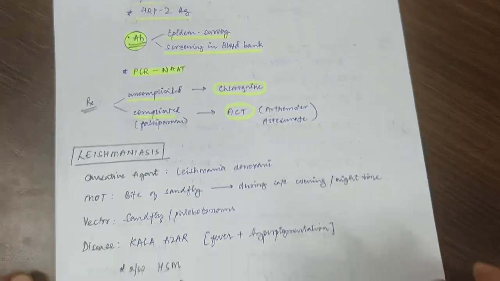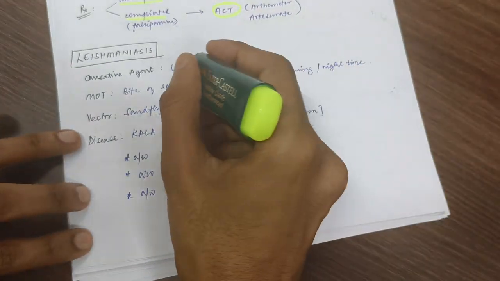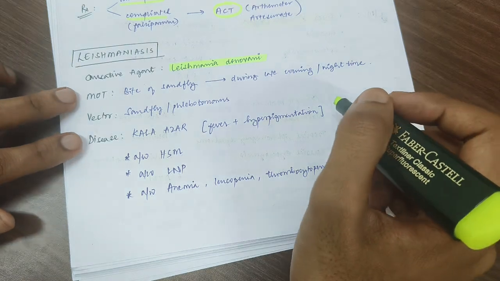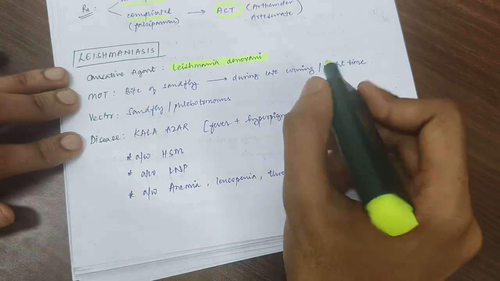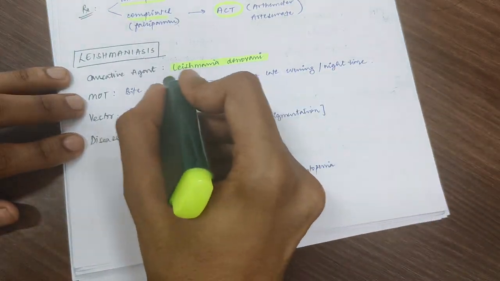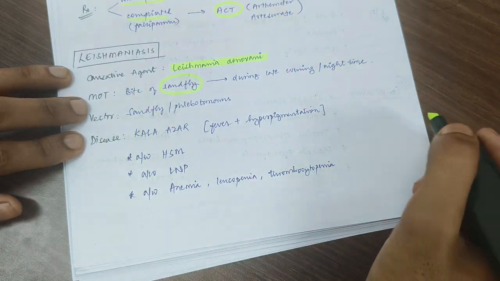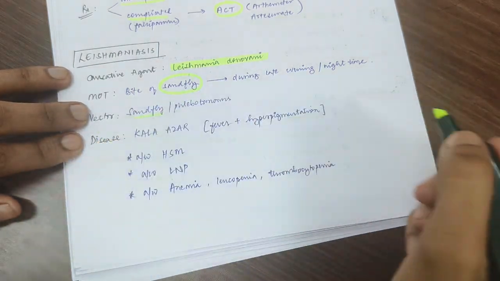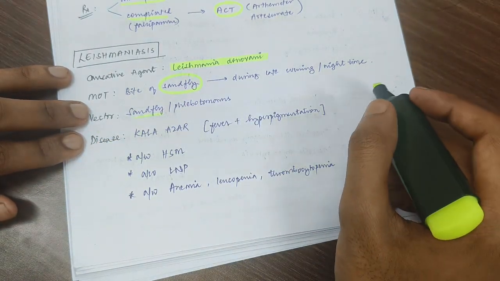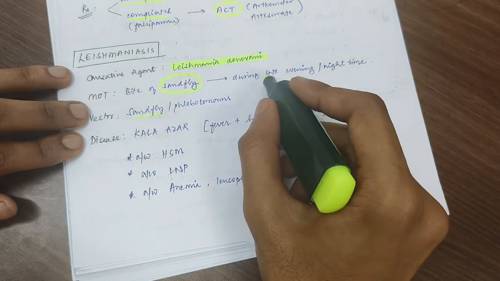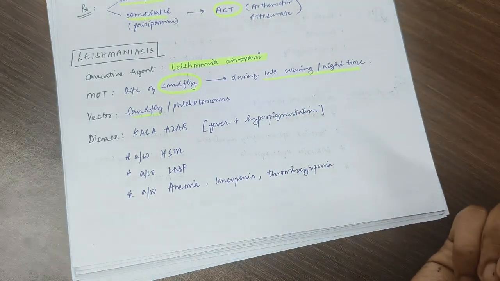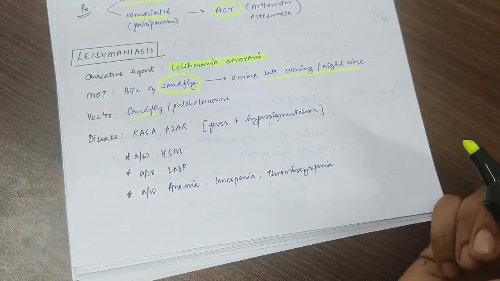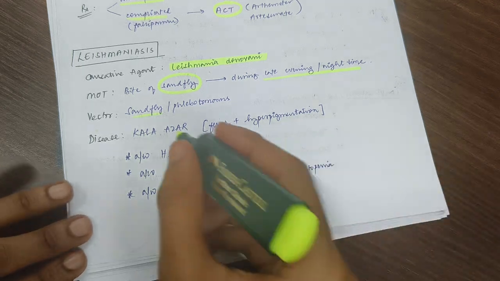Leishmania. The causative organism is Leishmania donovani. What is the mode of transmission? It is bite of the sandfly. Sandfly is the vector, remember. Sandfly is the vector. Sandfly is going to bite during the late evening or the night time. Whereas dengue, it is daytime. Remember, it is daytime.